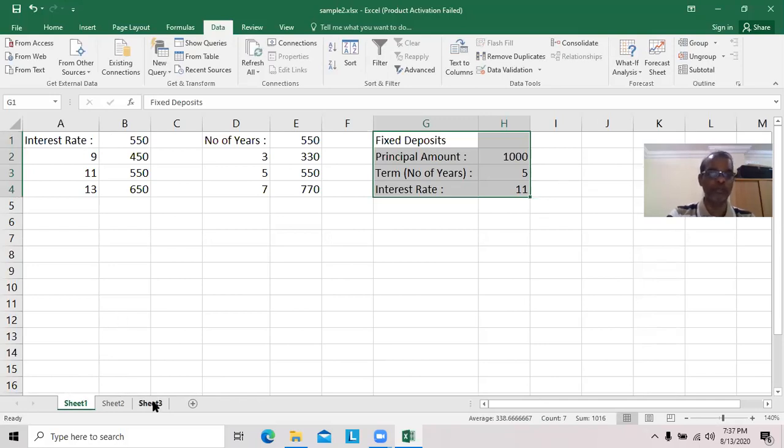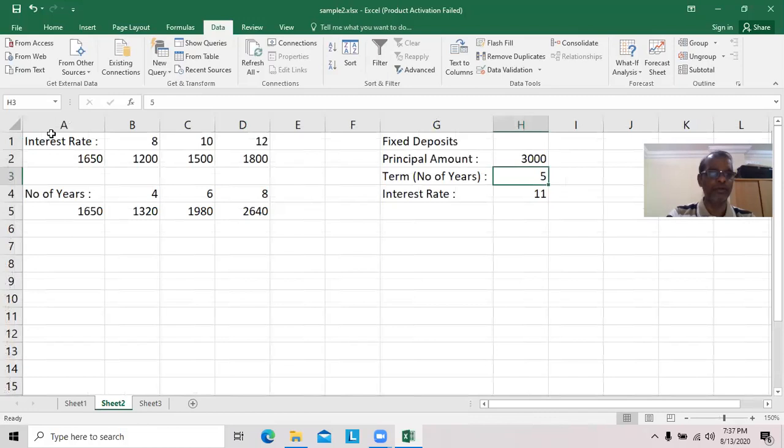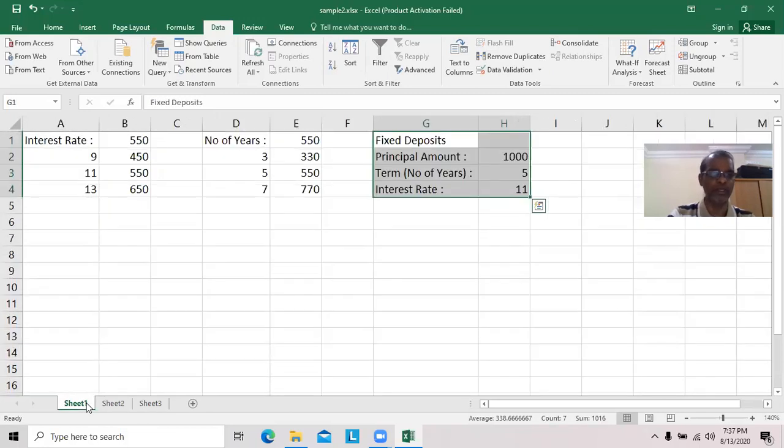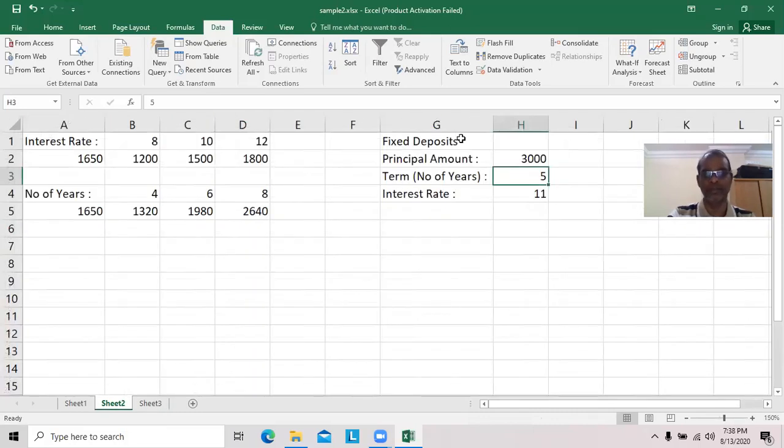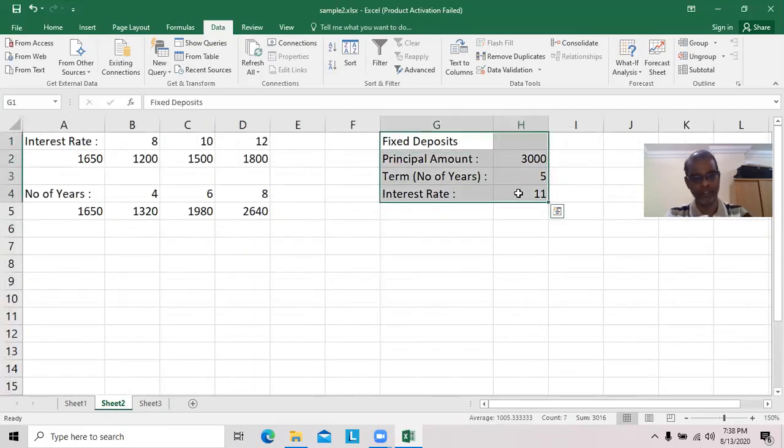What about two variables? Here we are using interest rates in one row, number of the years in one row separately. Here also we are using separately, but we need both. Row wise number of the years should be available, column wise interest rate should be there. Then now we will see it.